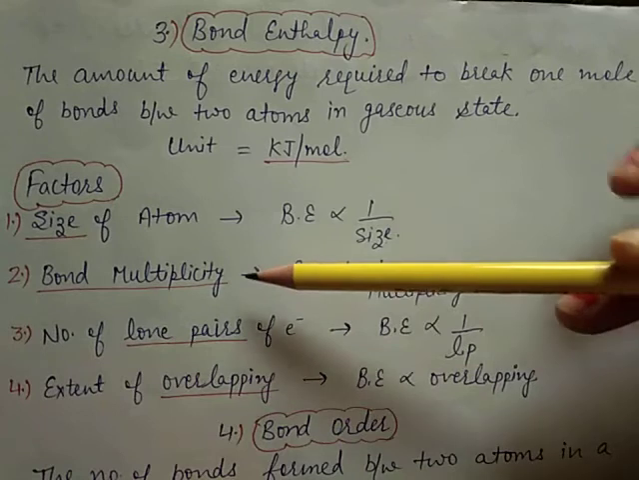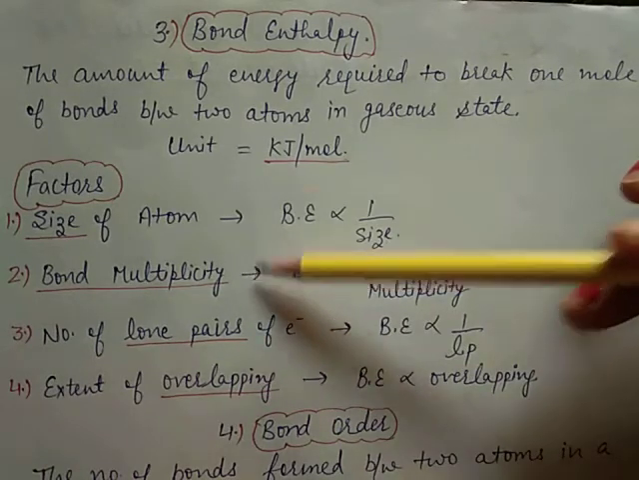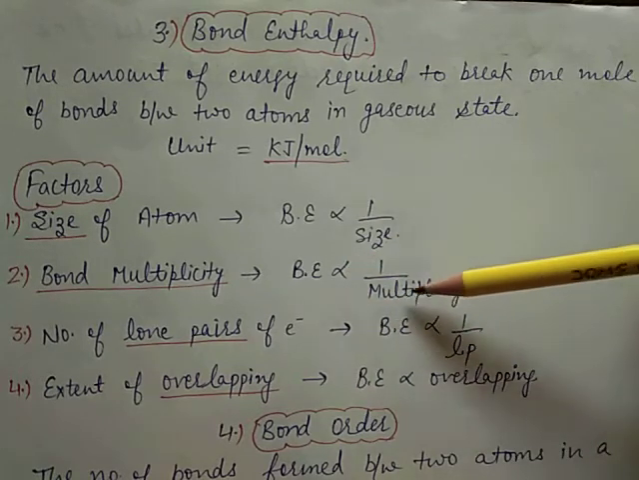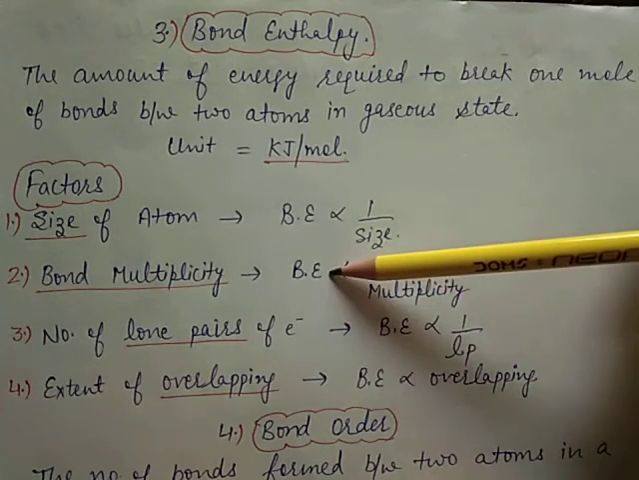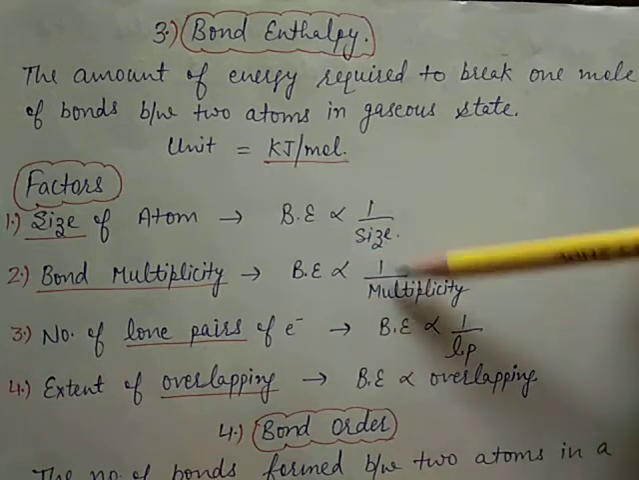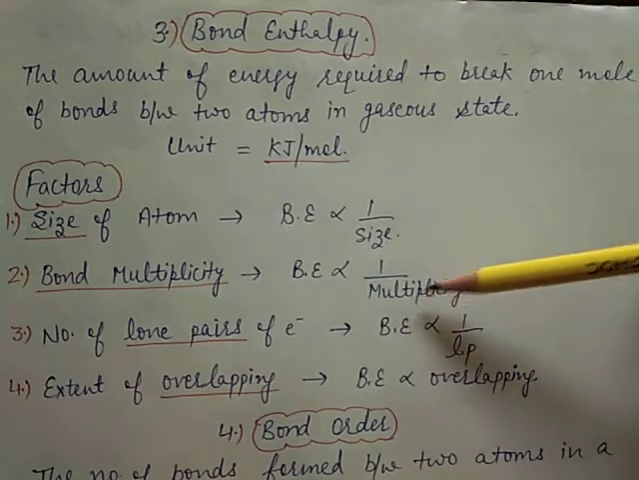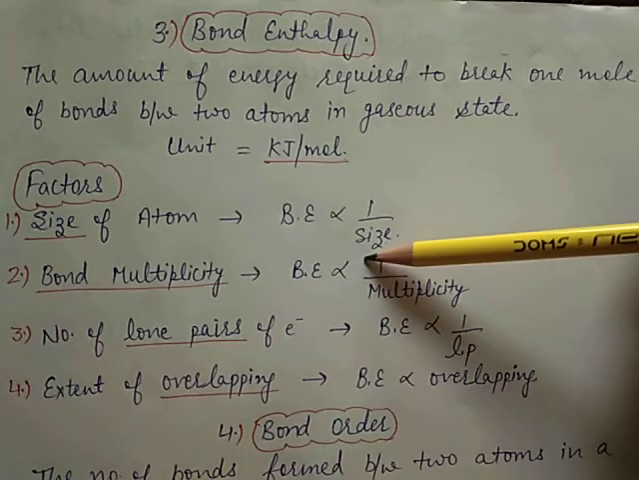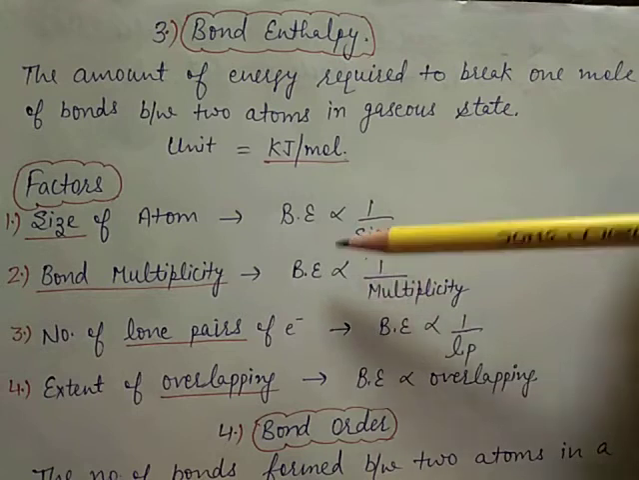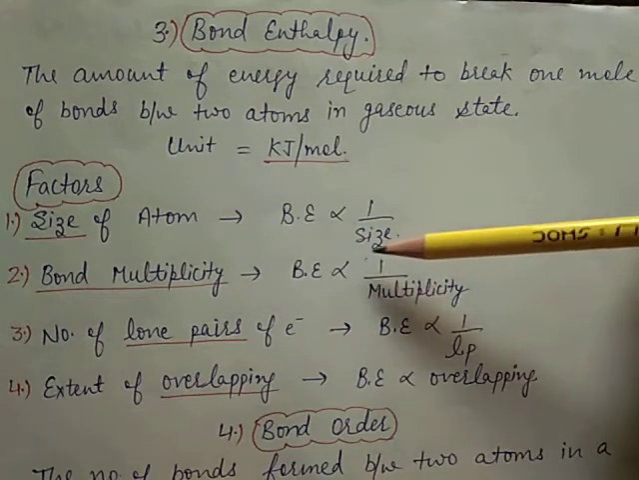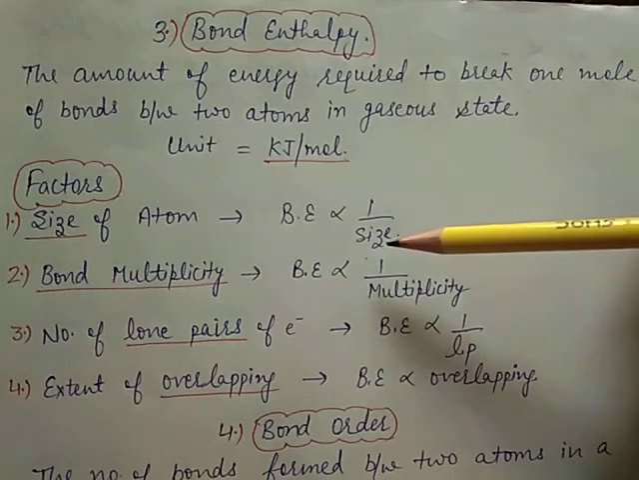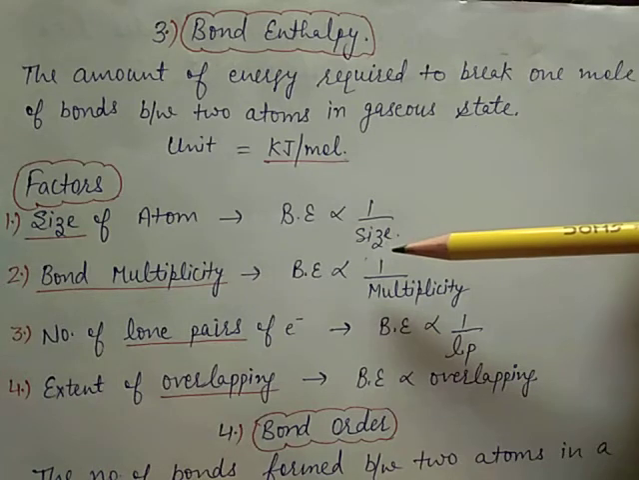Now next is bond multiplicity. Bond energy is directly proportional to the multiplicity. So greater is the multiplicity of the bond, greater is the bond dissociation enthalpy. This is because the atoms come closer, and the second factor is that the number of bonds to be broken is more.